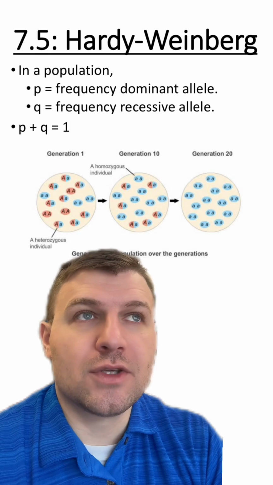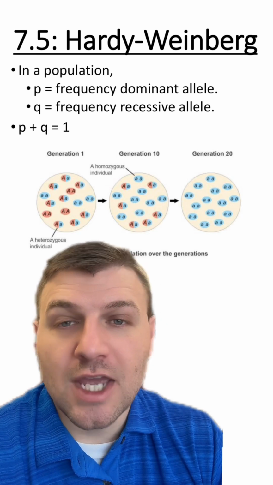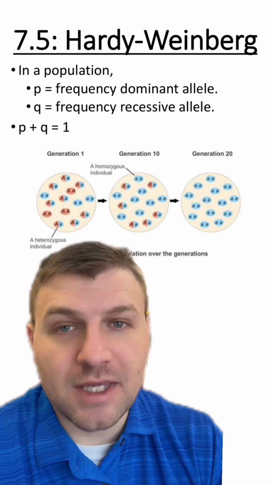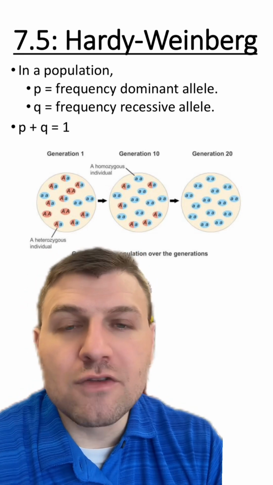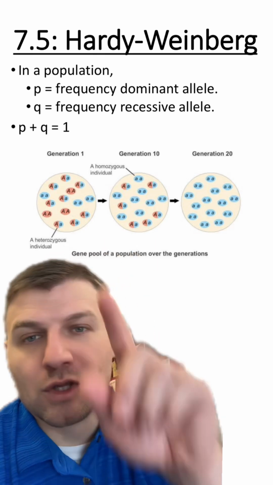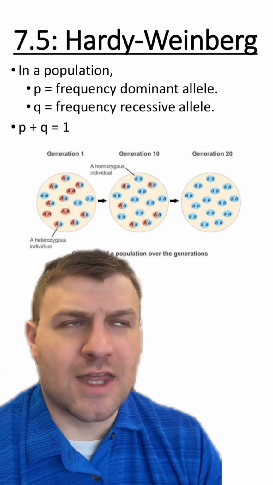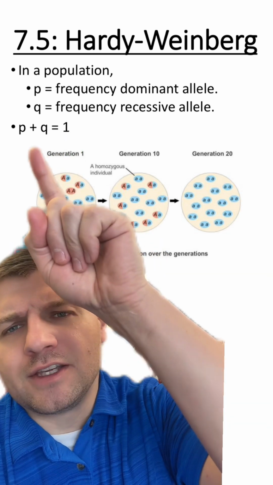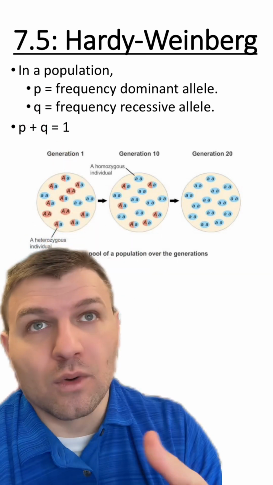Now, we also use something called the Hardy-Weinberg equation to see how these frequencies change. In a population, the P value is going to represent the frequency of the dominant allele, while the Q value is going to represent the frequencies of the recessive allele. So if we look here, P plus Q equals 1 is our first equation, and that should make sense. The frequency of the dominant allele plus the frequency of the recessive allele equals 1, or 100%.